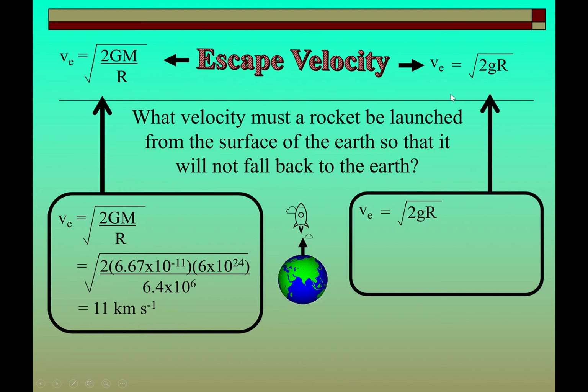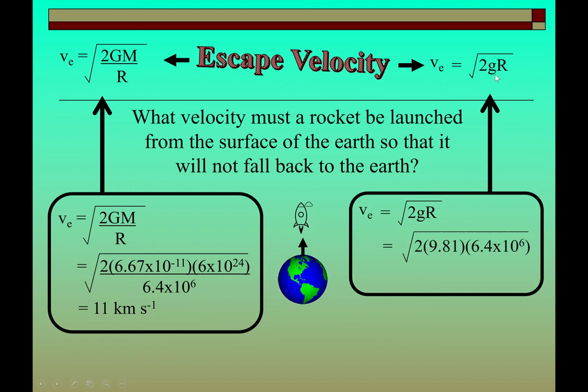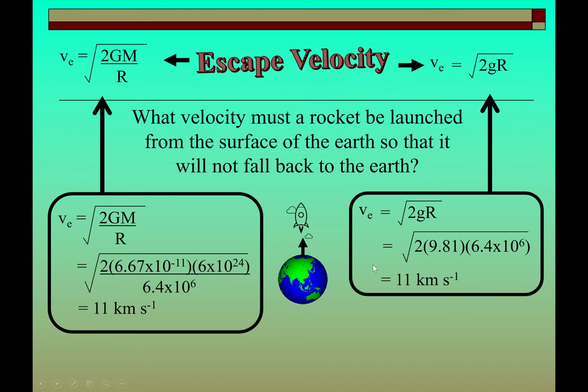If we use the second equation, escape velocity equals the square root of 2gR. So the square root of 2 times 9.81, the value of g, acceleration due to gravity, and the radius of the Earth is 6.4 times 10 to the power of 6. So we also get 11 kilometers per second.